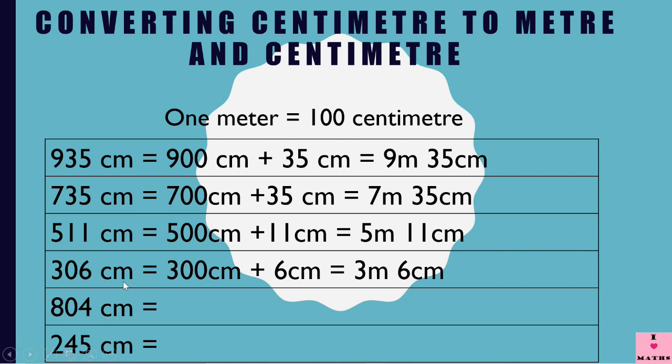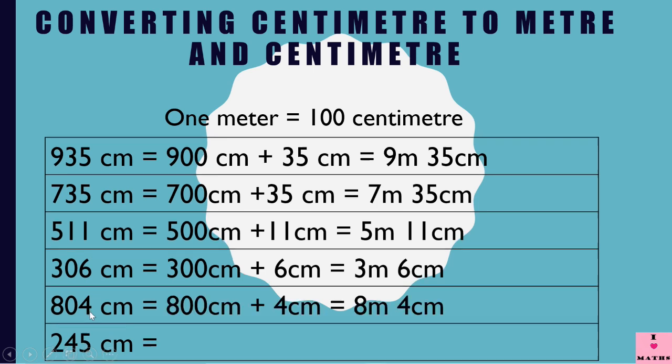I'm sure, children, by now you would have seen that the last two digits in all these are the centimeter portions and the remaining is the meter portion. Same way, in 804 we have 8 meters and 4 centimeter. In 245 centimeter we have 2 meter and 45 centimeter.